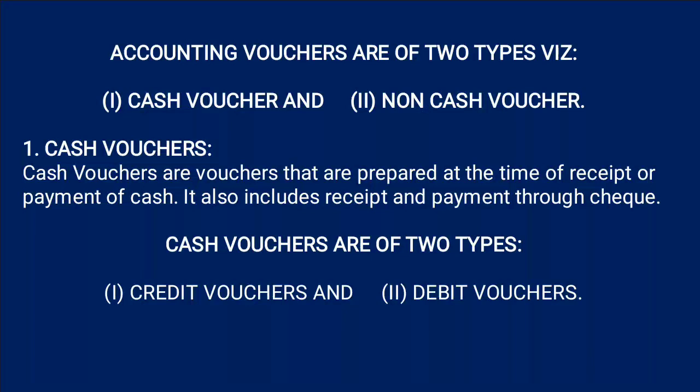Hello dear students, so now let's continue with our chapter number 7, that is of source documents. As we have already discussed the different types of vouchers: cash memo, debit vouchers, credit vouchers, receipt vouchers, payment vouchers, pay-in slip and checks. Here we have divided all the vouchers into two parts. One is cash voucher and the second one is non-cash voucher.